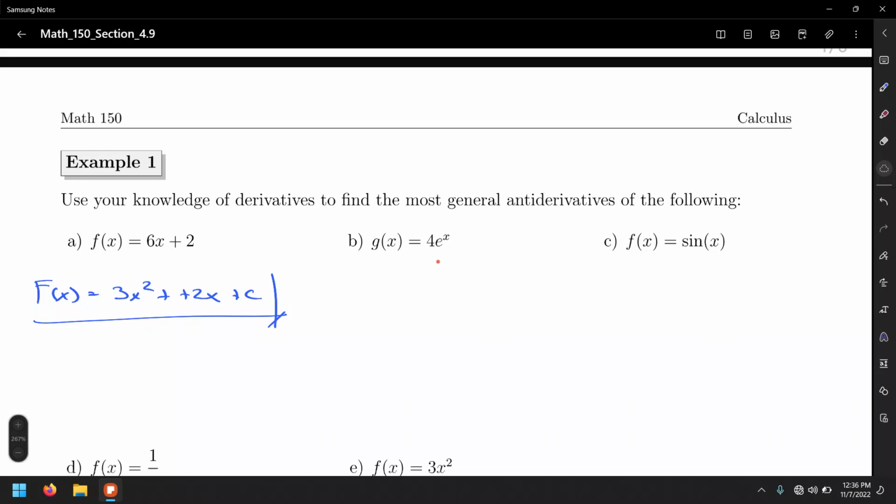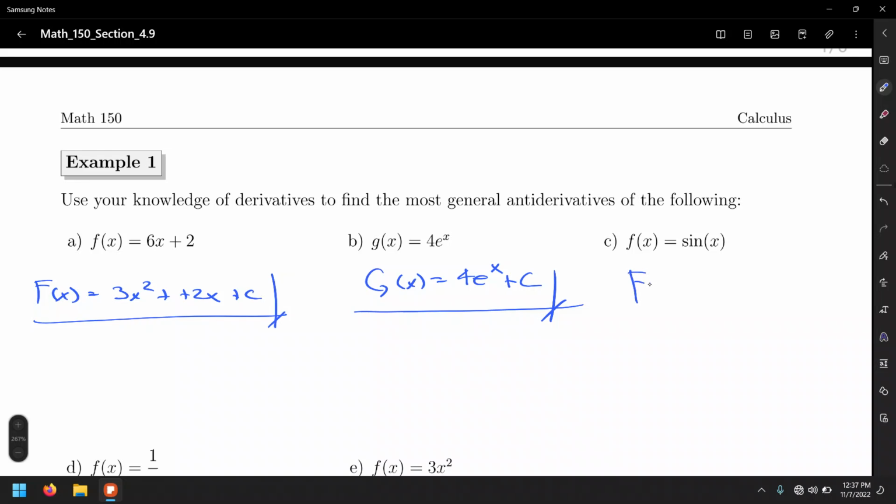Alright, g of x. Let's find big G of x. Number 1, the derivative of what function equals 4e to the x? Let's think backwards. What's the derivative of e to the x? Isn't it itself, e to the x? So not surprisingly, the antiderivative should go back the same way. So e to the x, and just write down the 4. However, plus c. All right.